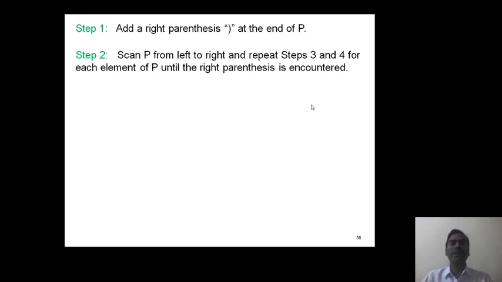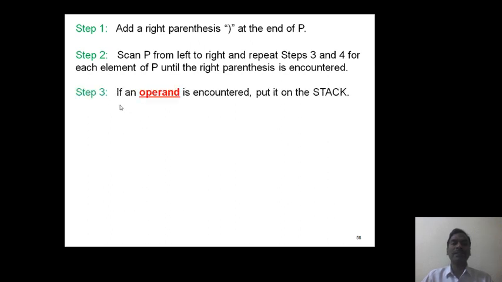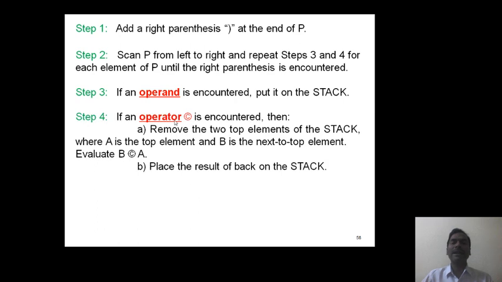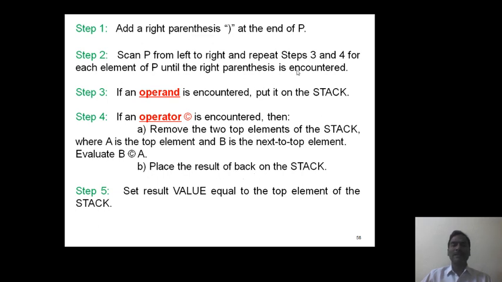In the case of postfix notation, the scanned element is either an operand or an operator. Step 3, if the scanned element is an operand, push it into the stack. Step 4, if the scanned element is an operator, first remove the two topmost elements from the stack. Assume A is the topmost element and B is the next top element. Now evaluate the operation as B operator A. This generates a resultant value, which is placed back into the stack. Step 5, whenever a right parenthesis arises, set the result value as the topmost element of the stack. Now exit.